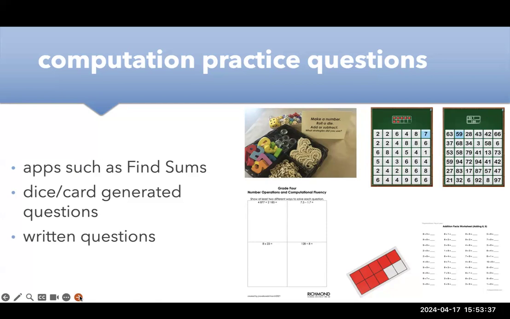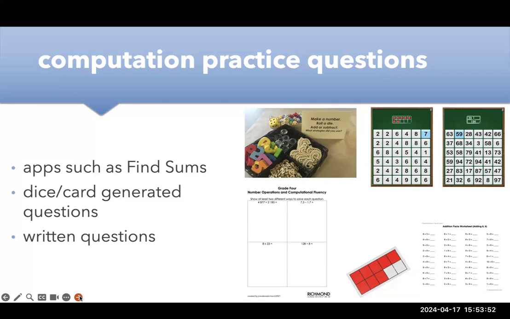You can also use dice or cards to generate questions. This is just a photo example here. So this again might be during math workshop, and you say, create 10 questions, write them on your whiteboard. So, choose two numbers.